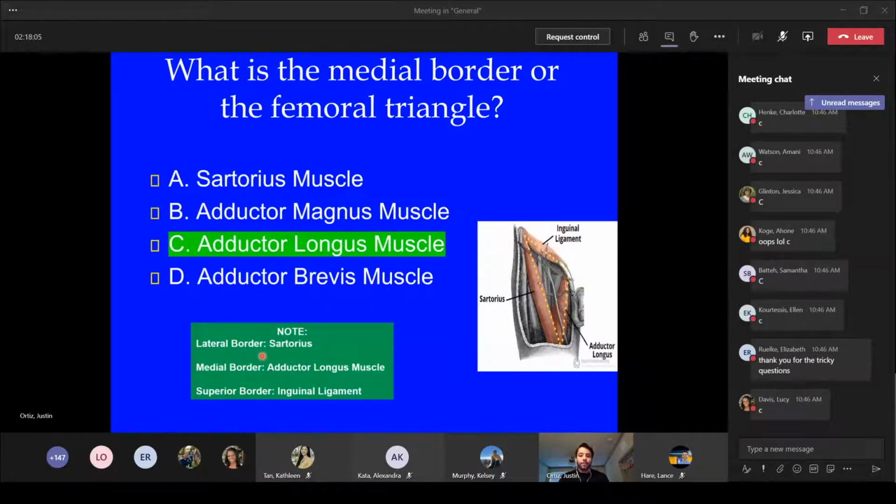So the lateral border would be the sartorius. The medial border would be the adductor longus. The superior border would be the inguinal ligament. And then we'll talk about the floor later on, which will be the iliopsoas as well as the pectineus. But we'll talk about that when he brings it up later on in the lecture.